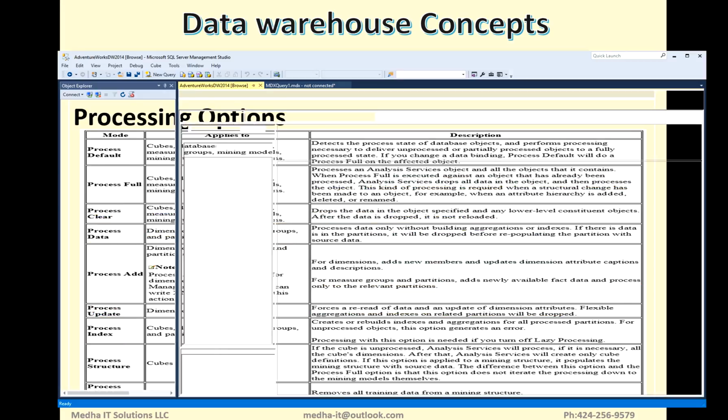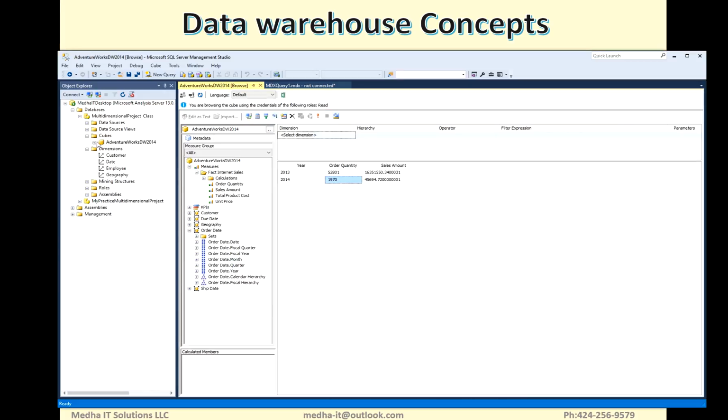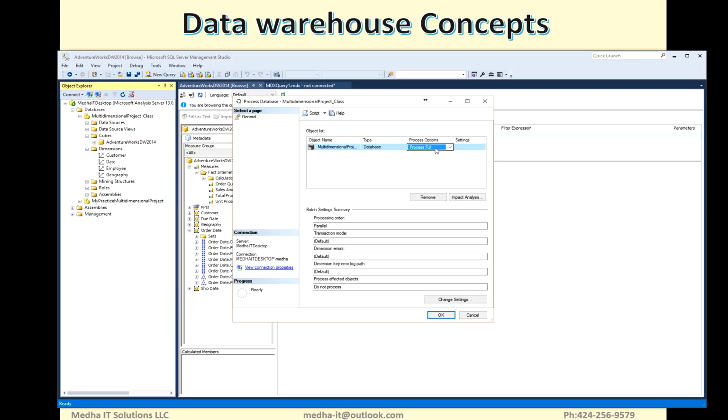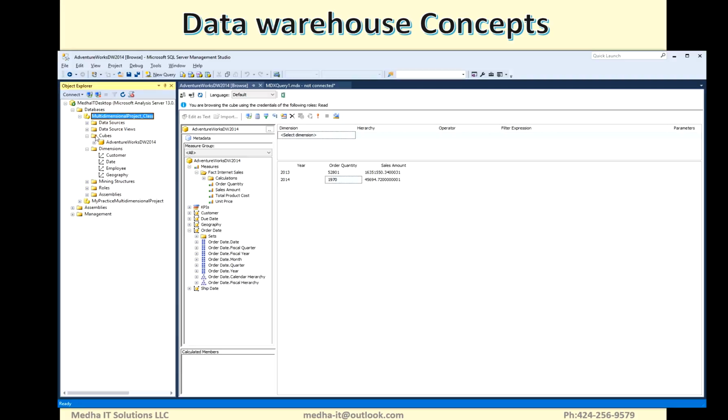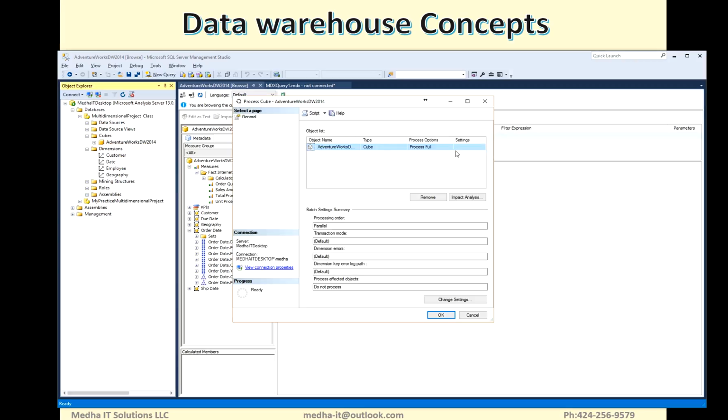So, for example, if I go to my Analysis Services and say process, not here. Process structure applies to cubes and mining structures. So, in our case, cubes, right click, process, and here if I say process structure, click OK.